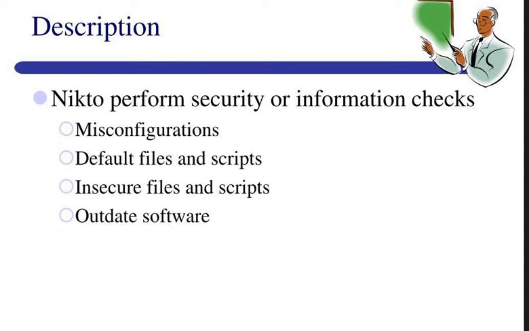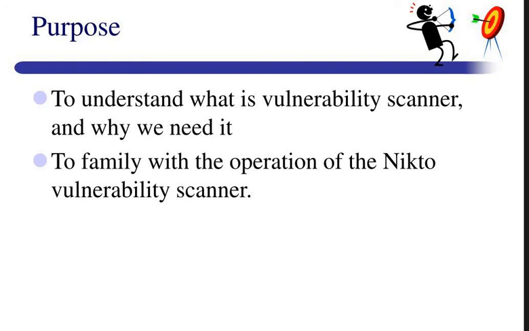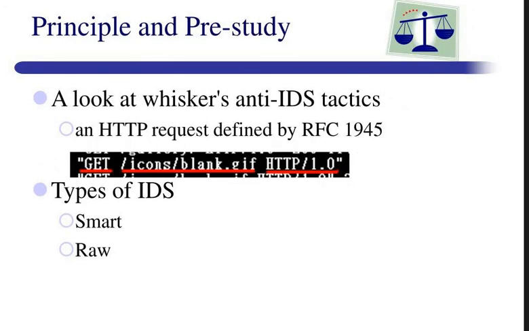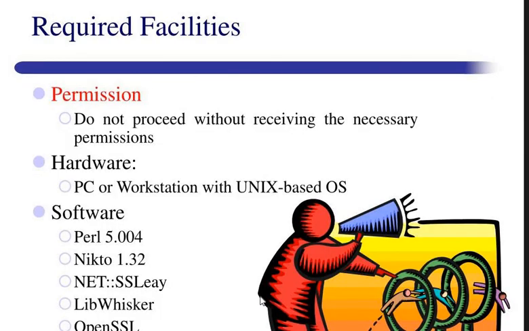So what exactly is this? These are the vulnerabilities available in the server, like what misconfiguration is done on the server, default files and scripts, insecure files and scripts, and outdated software, through which a hacker identifies this information and tries to hack the system, right? To understand what a vulnerability scanner is and why we need it, to become familiar with the operation of the Nikto vulnerability scanner, take a look at the Whisker anti-IDS tactics. So this is the kind of thing, it is identifying the particular thing. We are not going much into the theory, so let's move towards the practical.